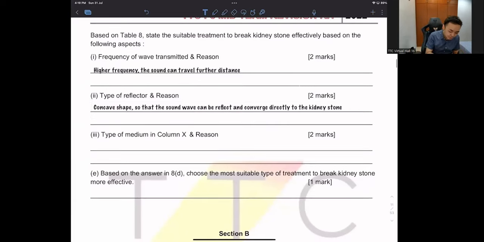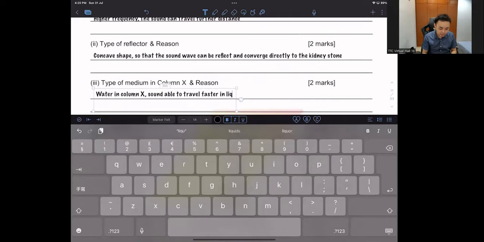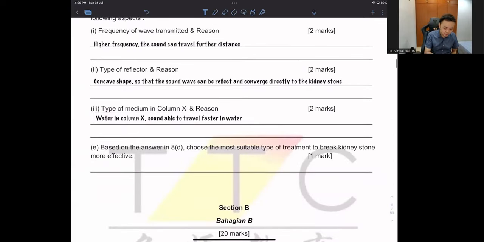Lastly, type of medium in column X. Of course, we want water in column X. How come? Because sound is able to travel faster in liquid, in water. And there you go, I suppose that is the answer.